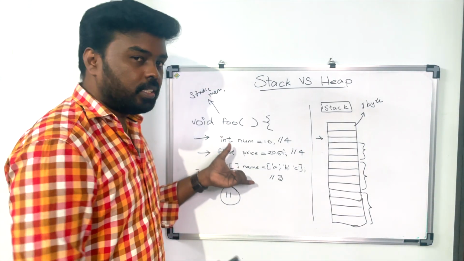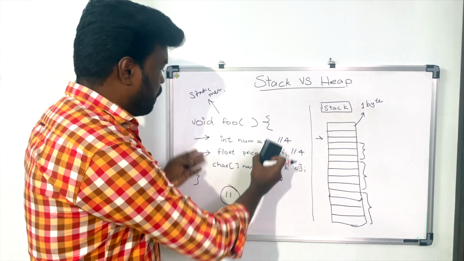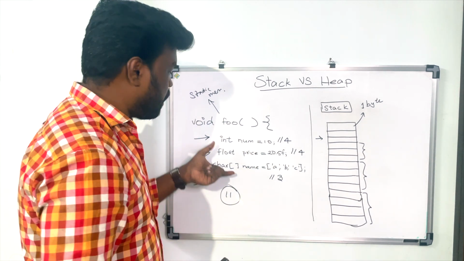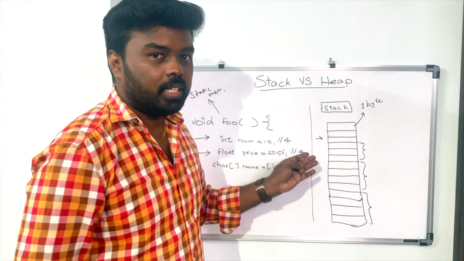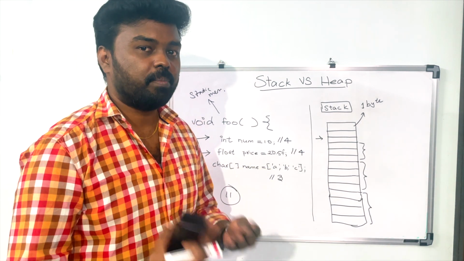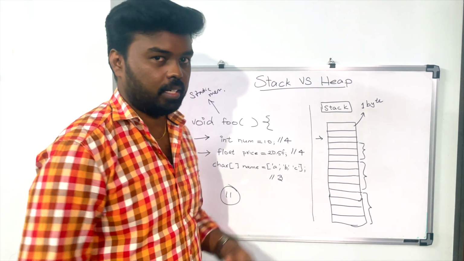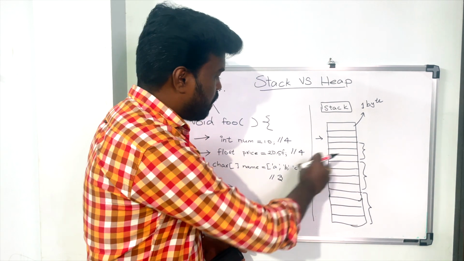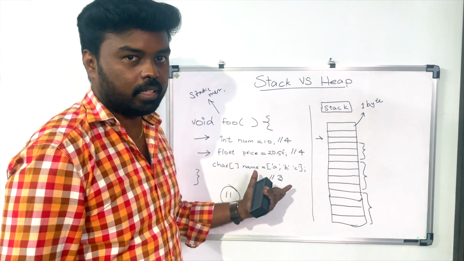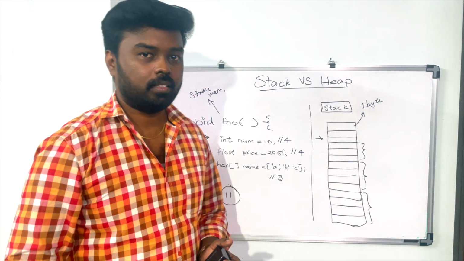Now when the program execution completes, when the function has completed its execution, when these variables go out of scope, the memory that was allocated in the stack will automatically be deallocated because the compiler handles that scenario. And again, as I already told you, the memory will be deallocated in the reverse order. First, it will deallocate the character array, and then the float, and then the integer.